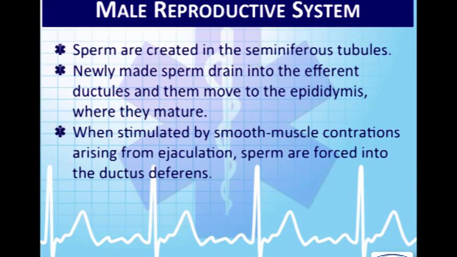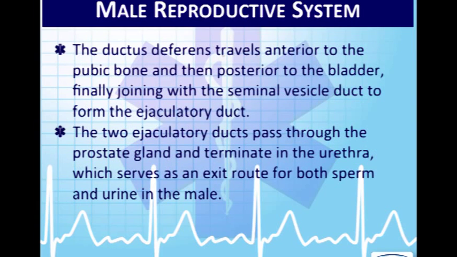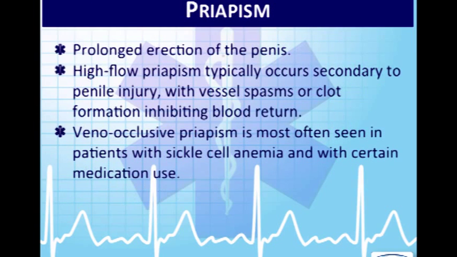The sperm is ultimately created in the seminiferous tubules, draining into the epididymis. When stimulated, sperm can be passed through the ductus deferens area and the penis. There are two ejaculatory ducts. They pass through the prostate, which ultimately serves as the exit through the urethra. Priapism is the first pathology that we frequently see. It is extraordinarily painful. It's a prolonged erection of the penis. There are two different types, the so-called high flow and low flow, neither of which you can tell as a paramedic. It needs certain blood testing to tell which one it is. It is very common with medications as well as sickle cell disease to have one of those.